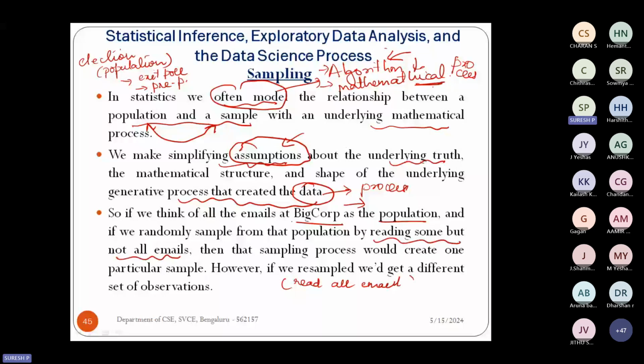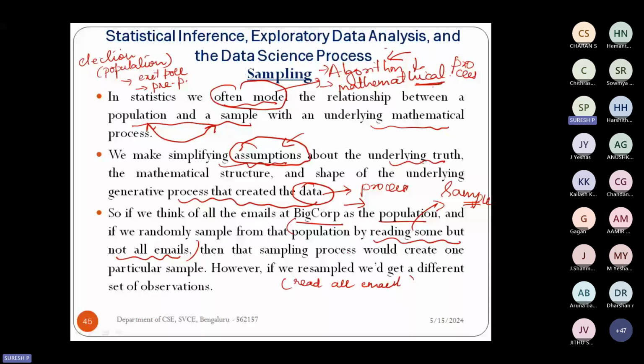Reading some emails means that what you are getting is only a sample from the set of population. So you are reading only the sample, but not all emails. Then that sampling process will create one particular sample. In this process, you are reading only one certain set of emails, so one particular sample is created.